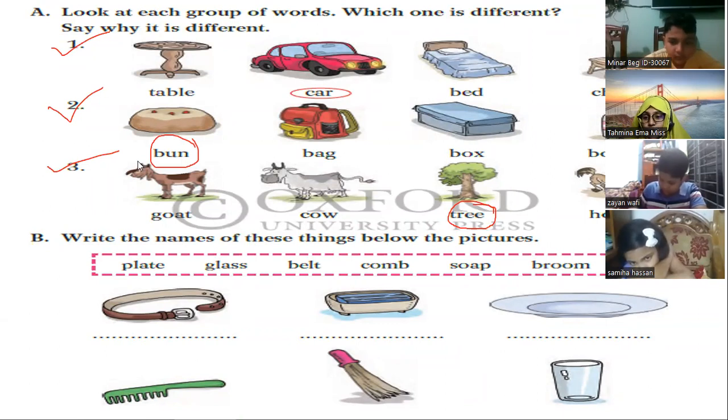Then let's move to the next one, B. Write down the words which belong to the pictures. Write the names of these things below the pictures. Yes.